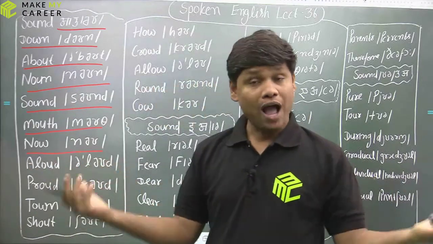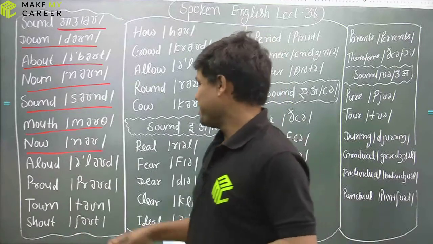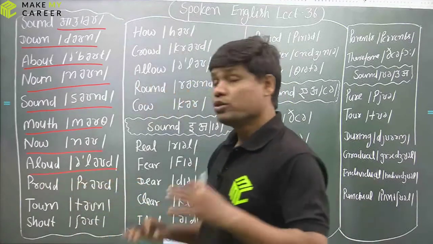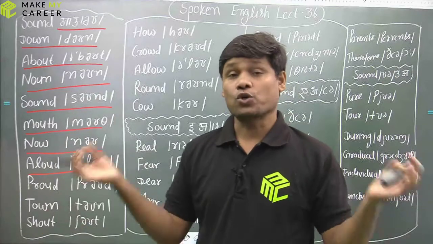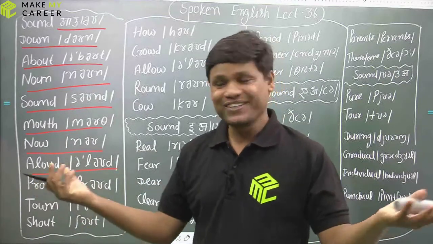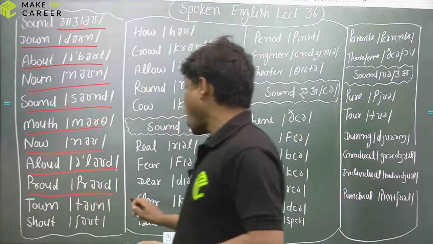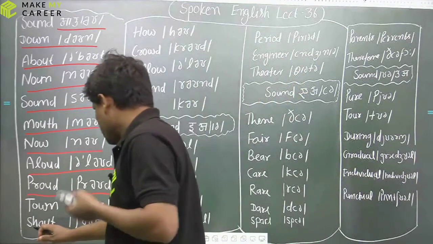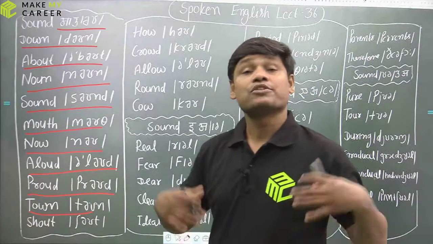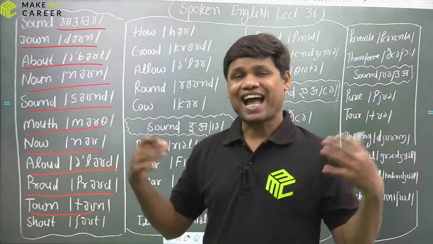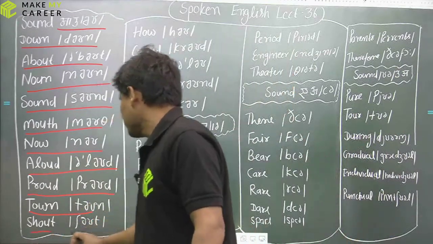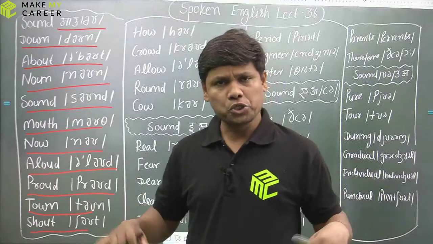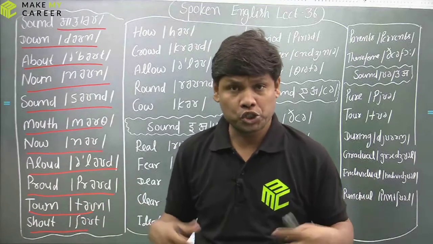Now I'm going somewhere. Okay. Next one is aloud. Read aloud. So your pronunciation will be good. Next one is proud. I'm proud of you. Next one is down. Next one is, guys, shout. Hey, don't shout. Why are you shouting?